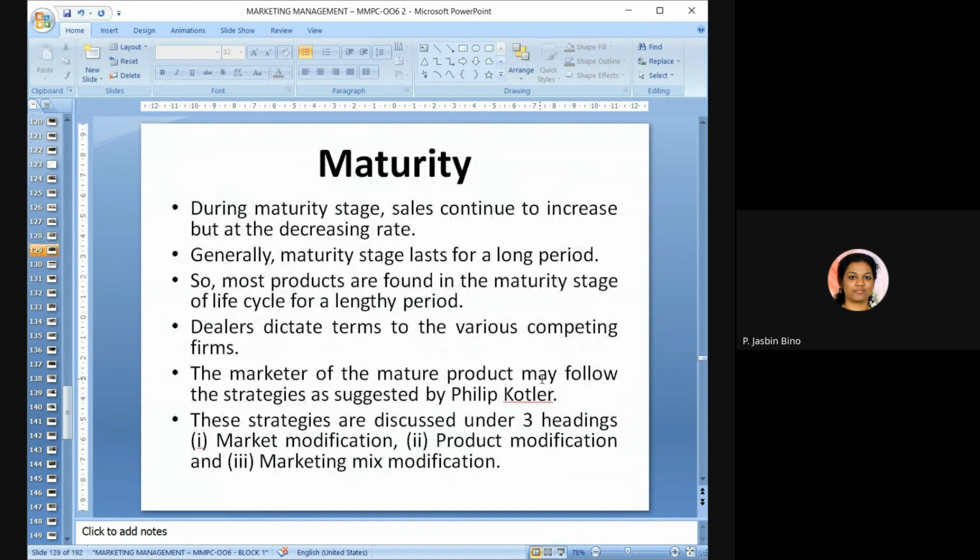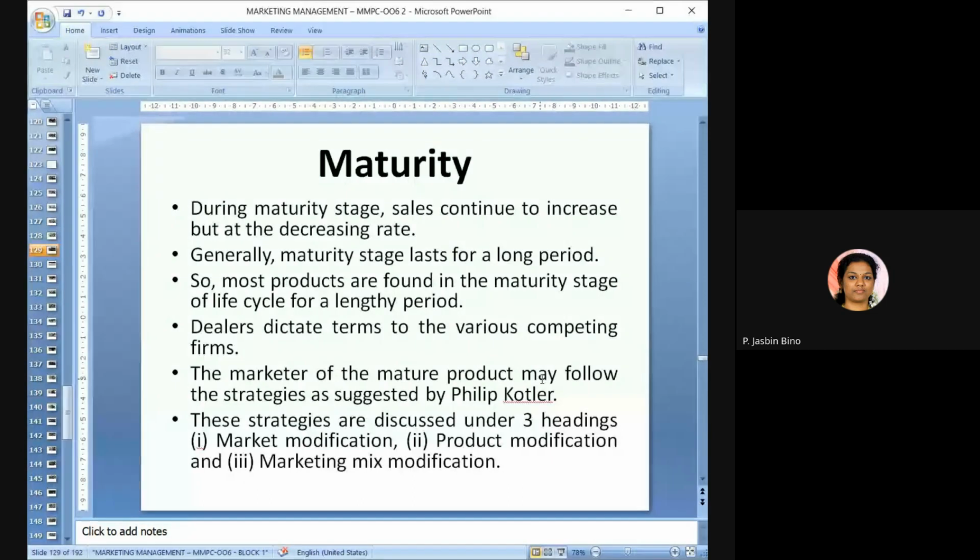So the next phase is the maturity phase. This is the next stage after the growth phase. Sales normally continue to increase but at a decreasing rate. That is, in the growth phase the sales will be increasing at an increasing rate, but in the maturity phase the sales will be increasing at a decreasing rate. Generally the maturity stage lasts for a long period. Okay, so it will be steady.